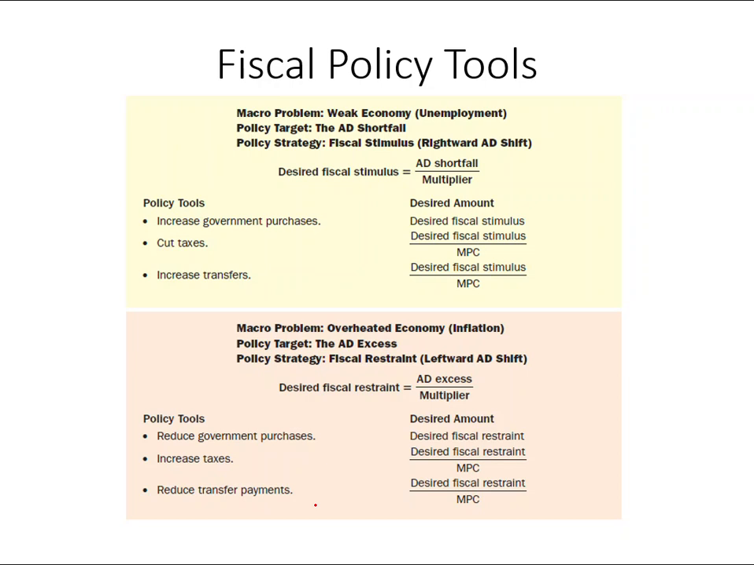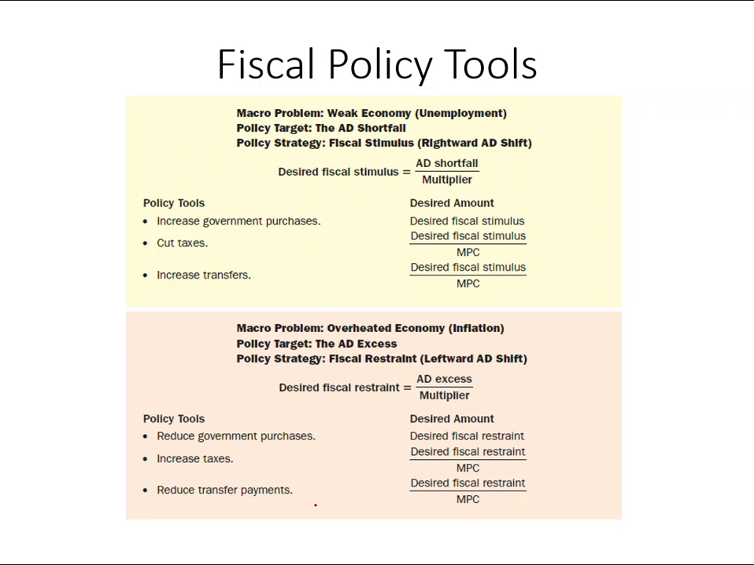Very similar when we have the inflationary GDP gap. The tools we have are reduce government purchases, increase taxes, and reduce transfer payments. Compared with fiscal stimulus, these policies are just totally opposite operations. Very similarly, for government purchases, the desired amount will equal the desired fiscal restraint. But when we talk about increased taxes or reduced transfers, they are the same, but they differ from government purchases because the amount equals the desired fiscal restraint divided by the MPC, the marginal propensity to consume. So this is the summary of what we learned.